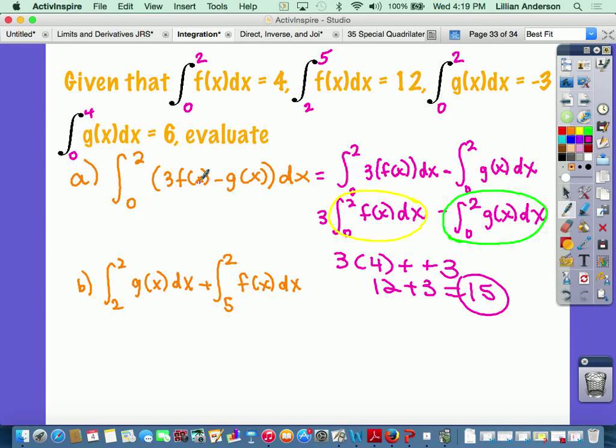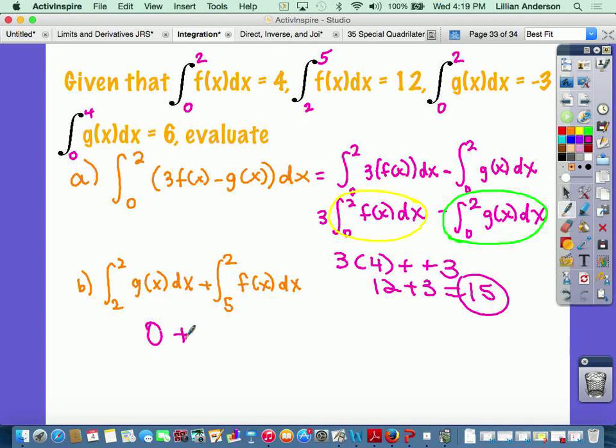The next one, okay? The integral from 2 to 2 of g of x dx. Remember, this is the last property on the previous slide that says anything with the same bound is going to be 0. So I'm going to replace that first part with a 0.